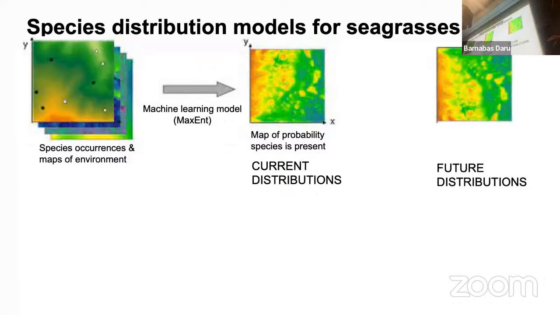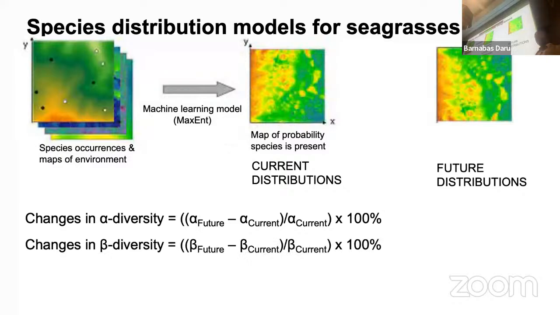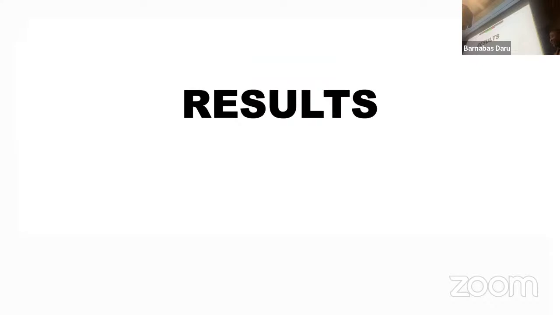So we apply this framework for seagrasses, and so we quantify changes in alpha diversity. Here, we model the distributions of species in the future, and we contrasted that with species predictions in the current time to have an estimate of changes in alpha diversity. We repeated the same process for changes in beta diversity by taking the difference between current species composition and future species composition. And then we quantify coverage by the current network of marine protected area networks. So when we did that, we found some really exciting results.